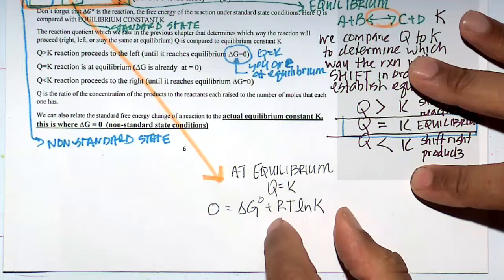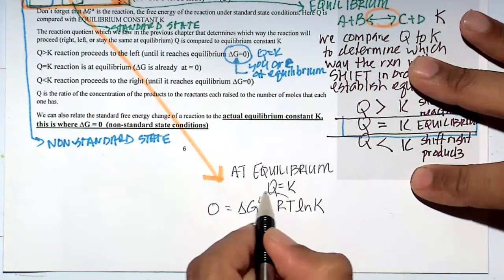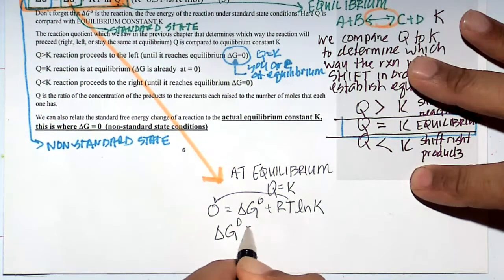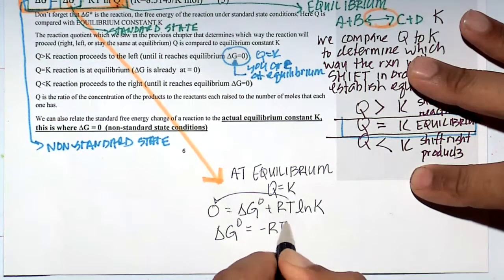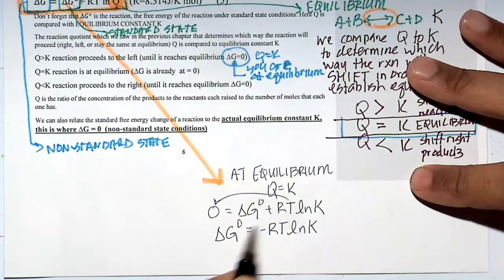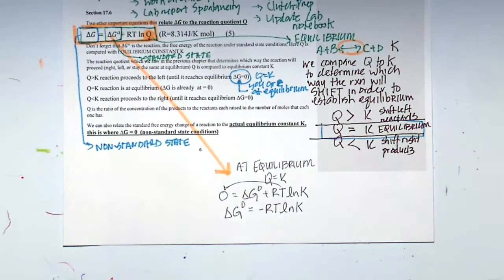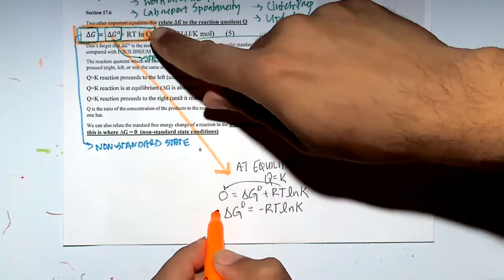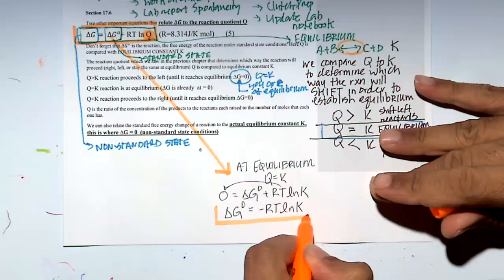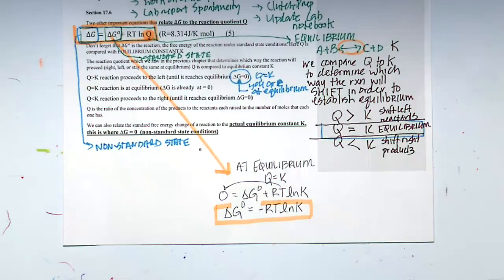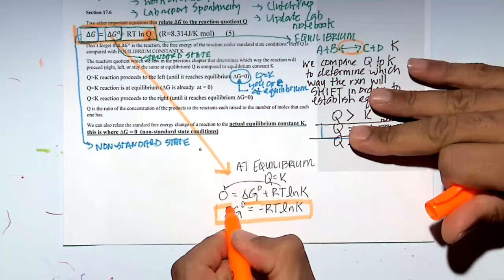Let's move this RT natural log K to the other side. This is our next equation: delta G naught is minus RT natural log of K. So this is our second equation. Now I'll give this also on the exam, but like before, like this one, it would be good to know, especially if you're taking the MCAT or any of these other big exams that are heading your way.